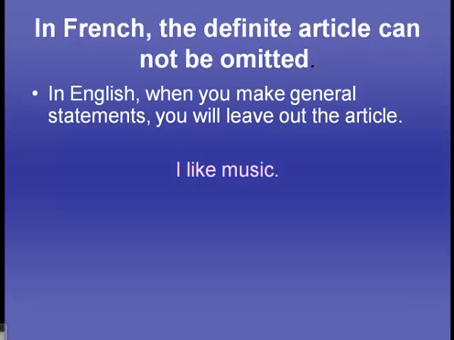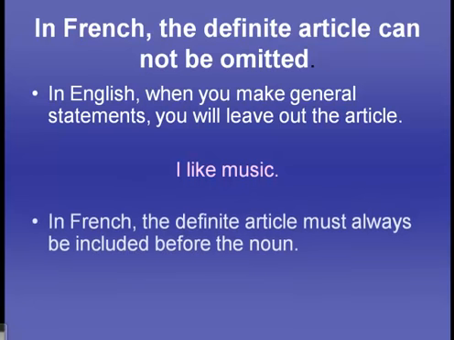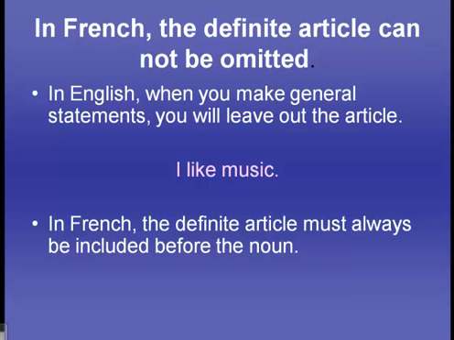However, in a French sentence, you couldn't go from the verb like to the noun music without an article in its place. So what we use in French are the definite articles. They must always be included before the noun when we would leave them out in an English statement.